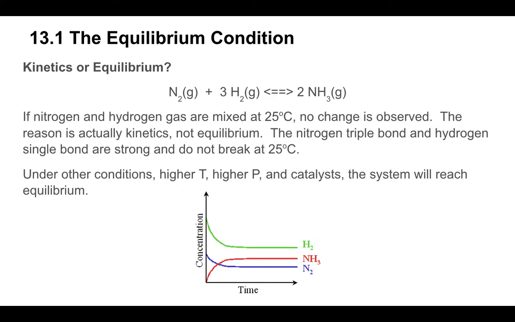If you put this reaction under different conditions, which is what Fritz Haber figured out, if you change the temperature, change the pressure, and use catalysts, you can get the system to reach equilibrium and to have an appreciable amount of ammonia formed. The problem is that at 25 Celsius and room pressure, you just don't have a situation where the reaction can go forward, even though the equilibrium might say that it would. Kinetics says it doesn't.